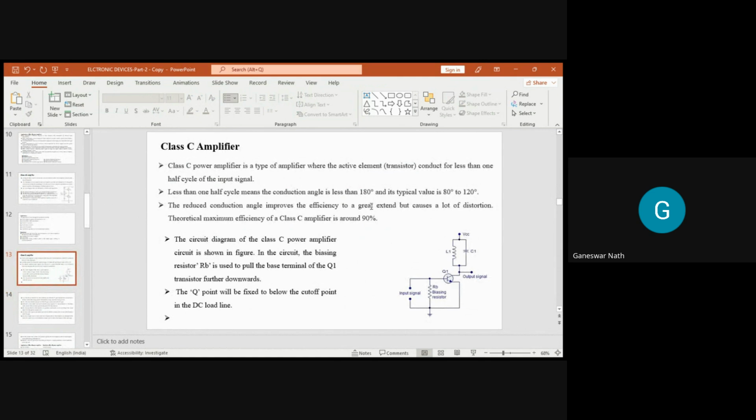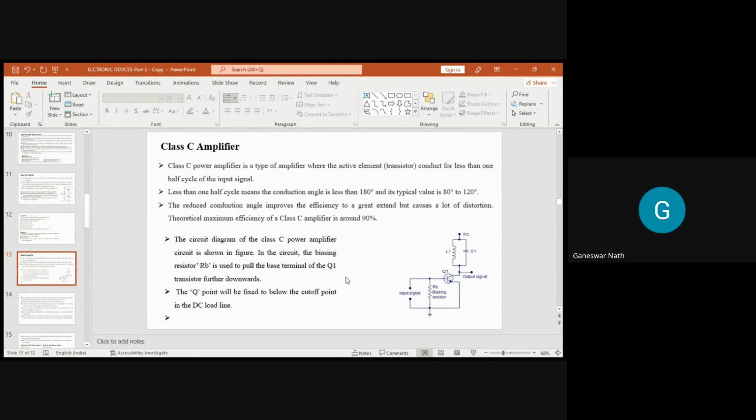Coming to the class C amplifier, it is a type of amplifier where the active element conducts for less than one half cycle of the input signal. Less than one half cycle means the conduction angle is less than 180 degrees, and its typical value is from 80 degrees to 120 degrees. The reduced conduction angle improves the efficiency to a great extent but causes a lot of distortion.